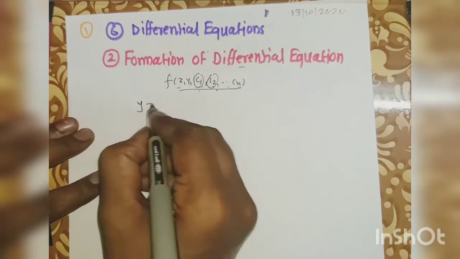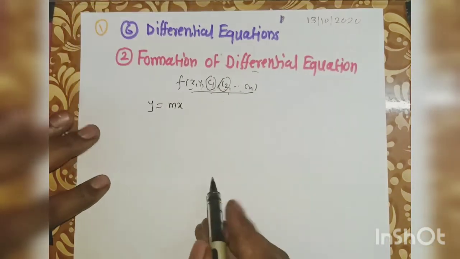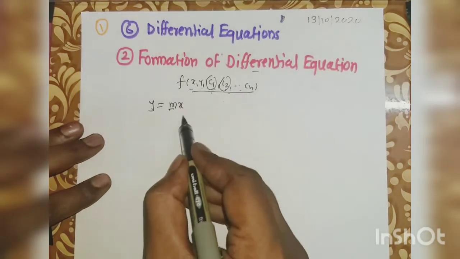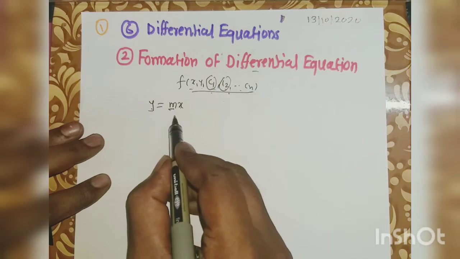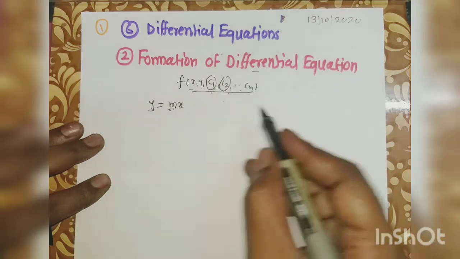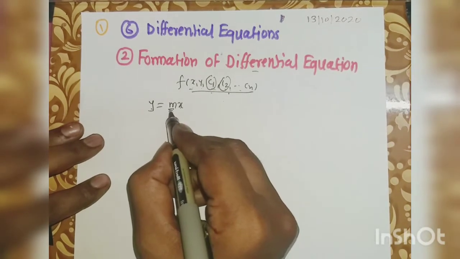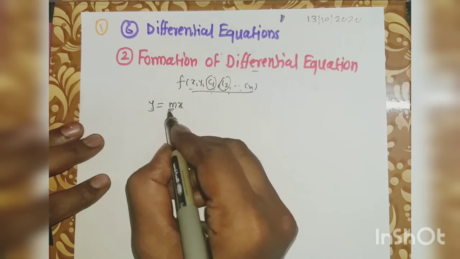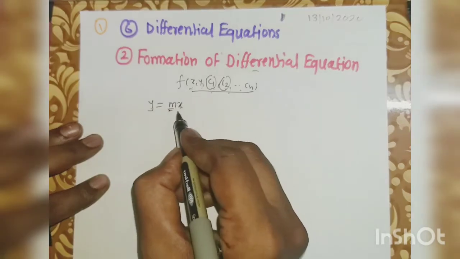Suppose y is equal to mx. Here m is a constant, y and x are variables. This equation consists of one arbitrary constant. The difference between an arbitrary constant and a constant: an arbitrary constant means that if we change this arbitrary constant, then x and y are not affected by the change.